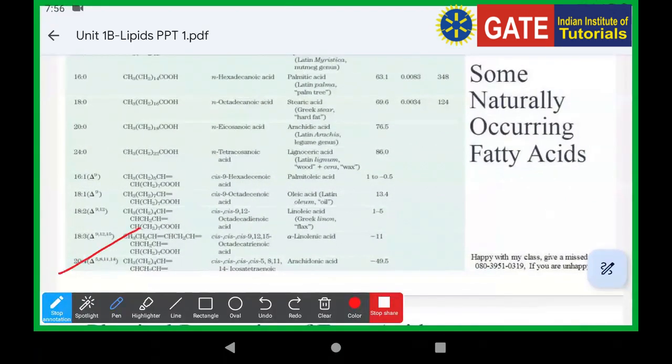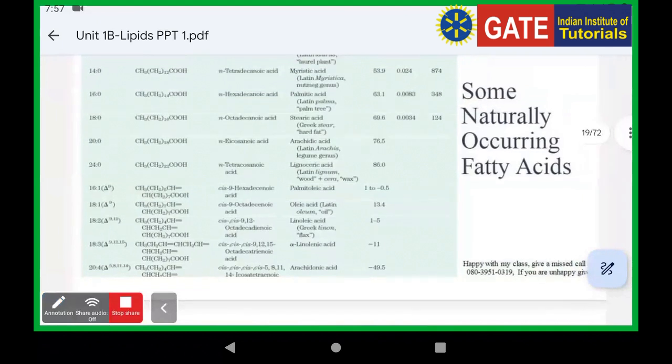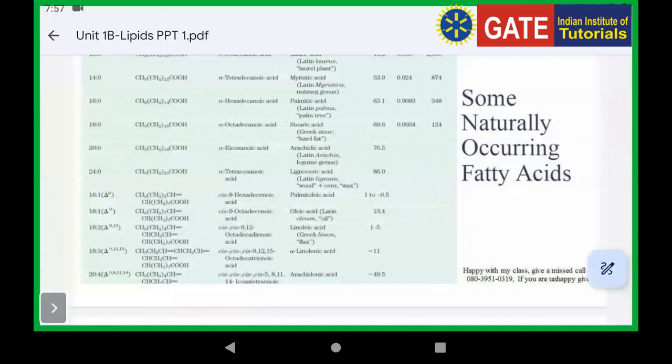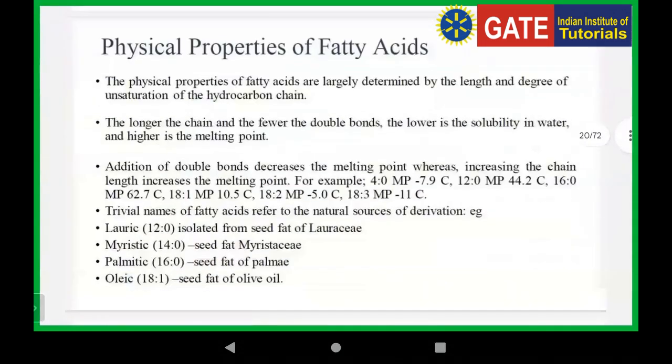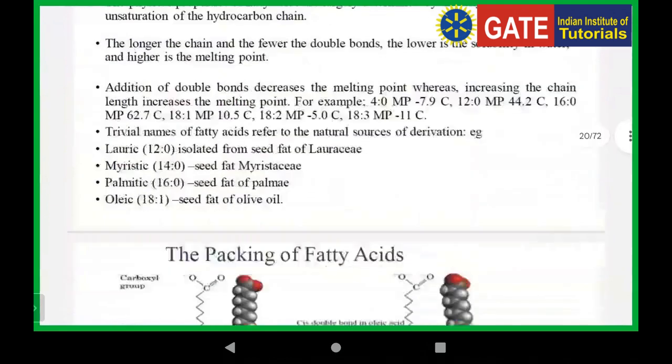Arachidonic acid has 20 carbons. Palmitoleic acid contains 16 carbons. Okay, so oleic acid, linoleic acid, linolenic acid, these contain 18 carbons. Okay, remember how many carbons are present in these fatty acids. That's it. No need to worry about the structural details and all. Remember how many carbons are present and whether they are saturated or unsaturated. That you need to remember.